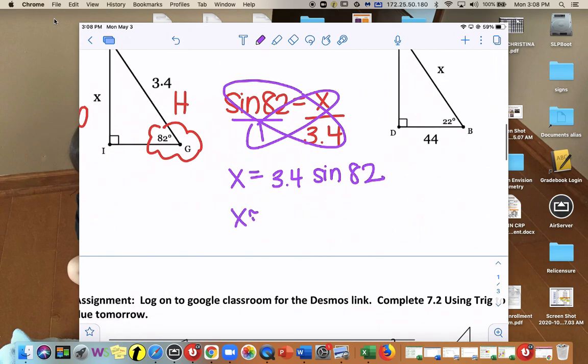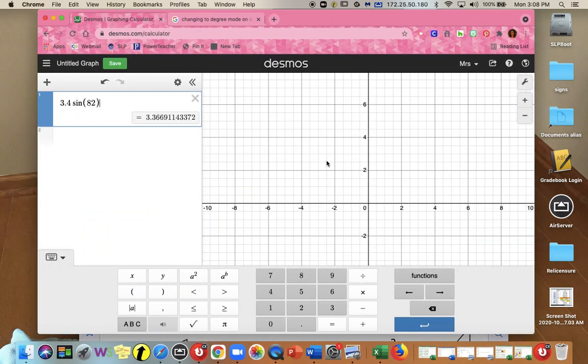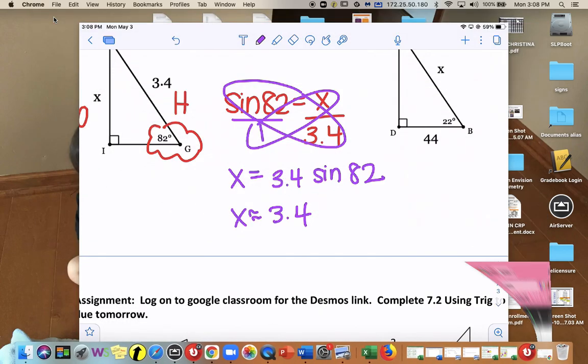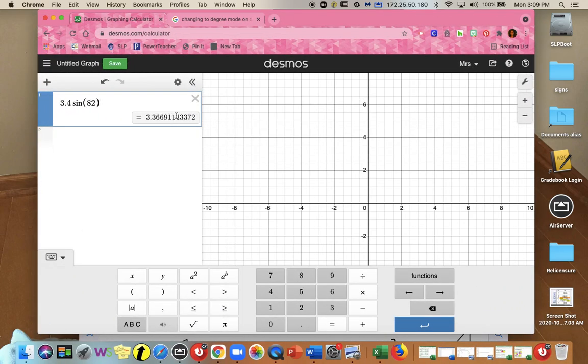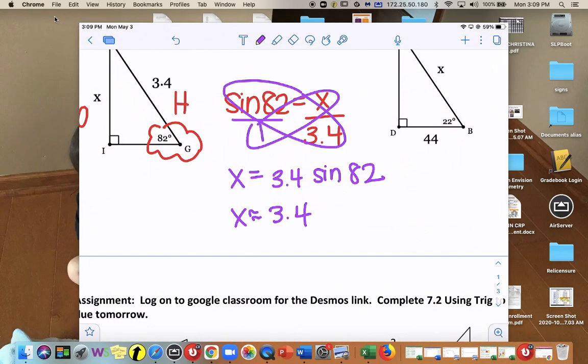So x is about 3.4. Ooh, but is that the same length as the hypotenuse? It shouldn't be. It should be a little bit smaller, but did we type it in right? No, that's right, 3.4 sine. I guess it's just a little bit smaller. Maybe I should have rounded a little bit better. 3.3669. That's a little bit smaller than 3.4. So let's write that down. 3.3669 is a little bit more accurate.